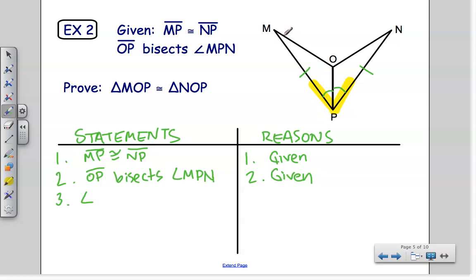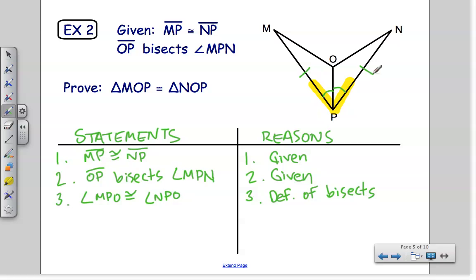I just have to be careful when I name them. This would be angle MPO and angle NPO. And I know that they're congruent. Angle MPO is congruent to angle NPO. Question is, how do I know that? I'm actually getting it from the fact that they told me this word bisect. They said this line segment bisects this angle. So anytime you're getting it from a word, it's from the definition of that word. Definition of bisects, or definition of angle bisector, I guess.